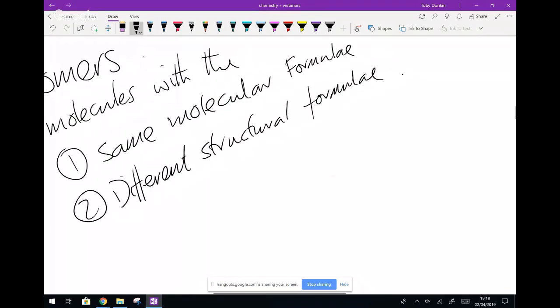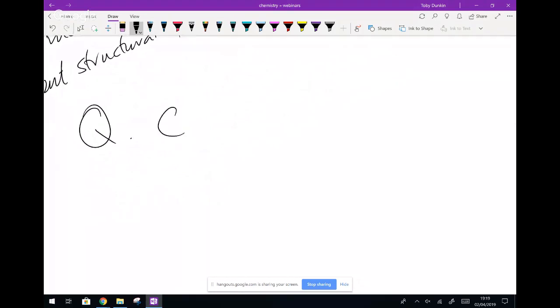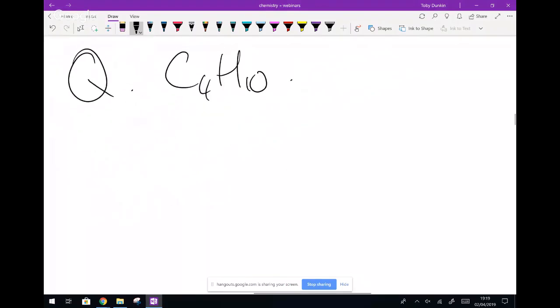So, here's the question. If I give you C4H10, butane, those people in my class will recognize these questions. The first isomer you should always draw is the straight chain version. And this is, of course, butane.